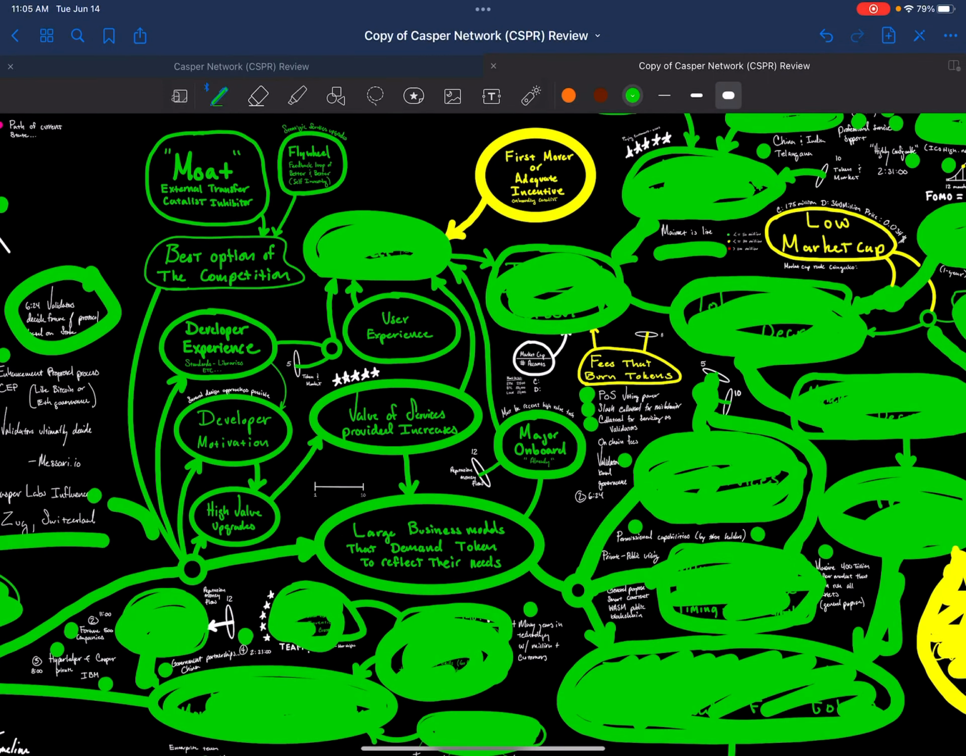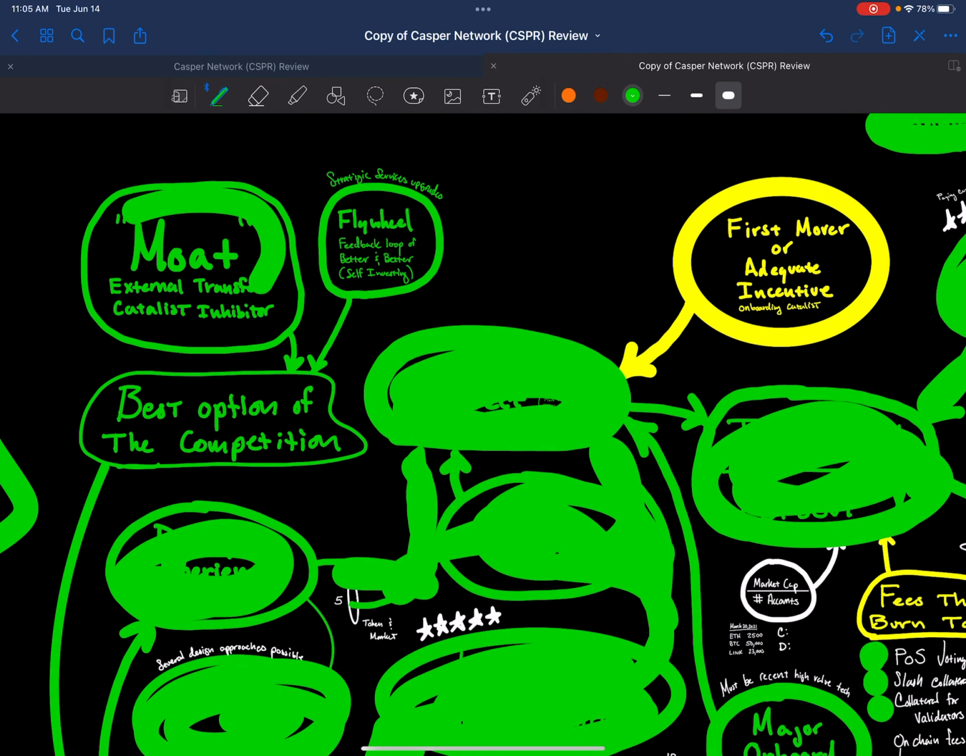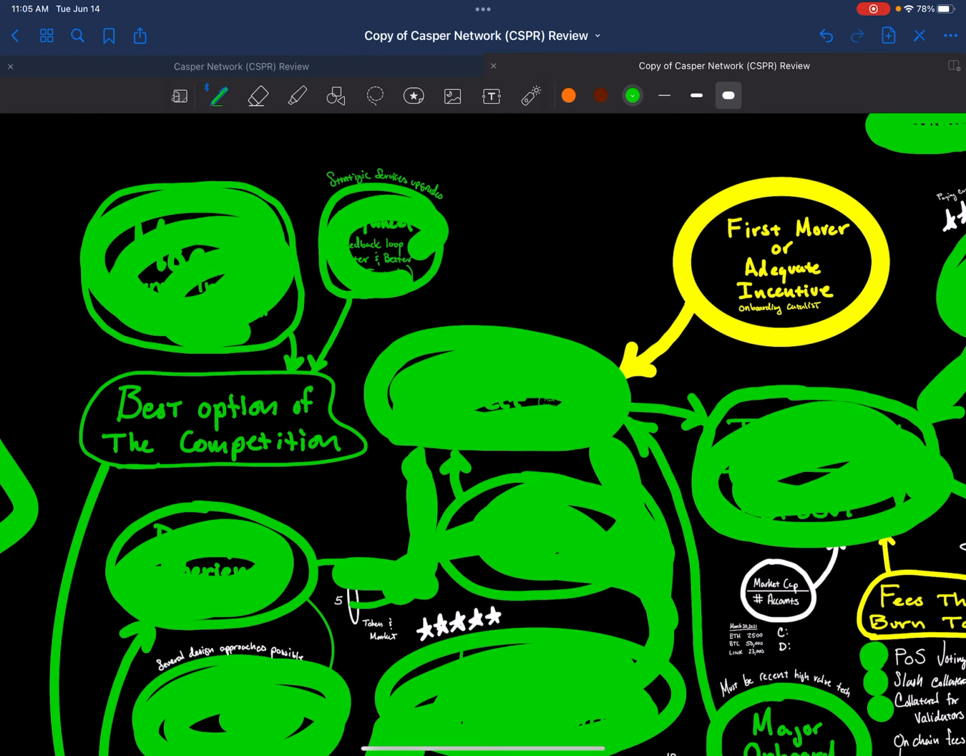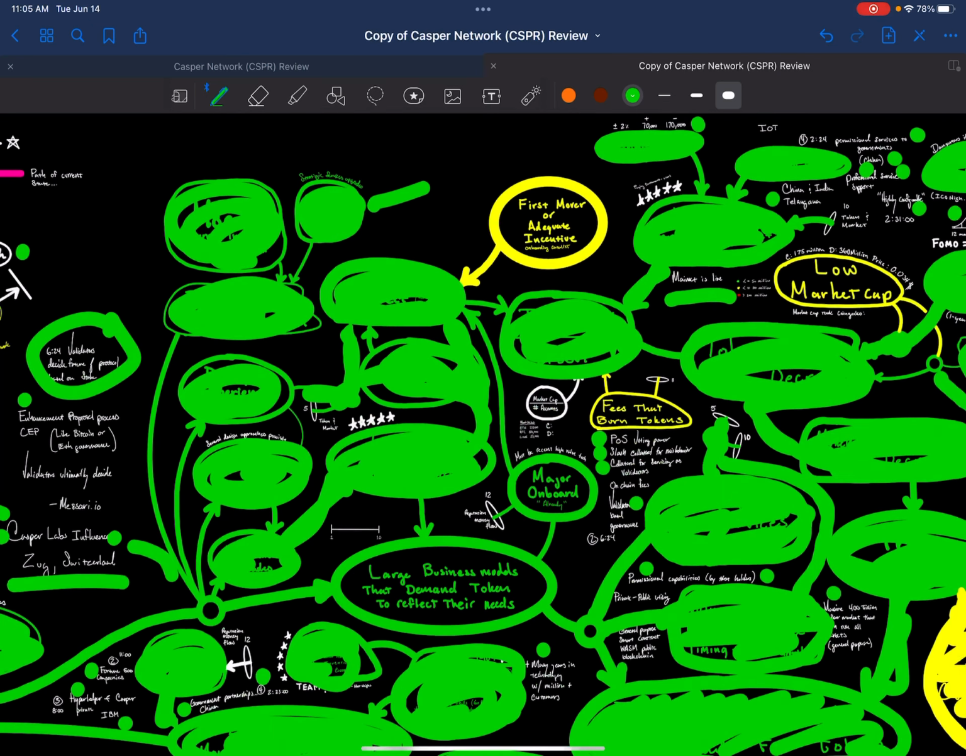All right. So all these things down the line, high value upgrades, developer motivation, developer experience, all the developer components look to be good. Value services to increase, I expect that to be the case. User experience to get better, I expect that to be the case. So all these things look good. Moat, everybody that they onboard will stay within their system. Flywheel will be affected. Flywheel is, like, once you get momentum, will the momentum keep compounding? So I think that will be the case. So it is a good option of the competition.